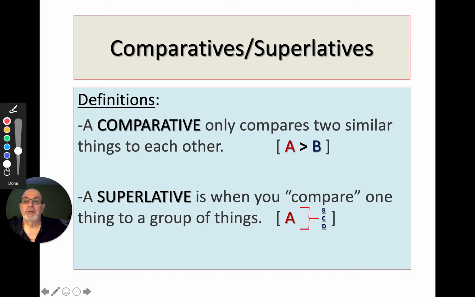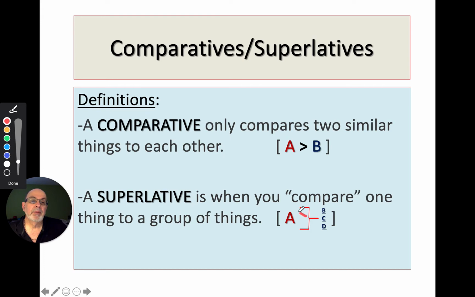The first thing you should know is that a comparative is when you have two similar things. So A and B, let's say Bob and Bill, or if you want to talk about fast food, hot dogs and hamburgers. These are two things that are being compared to each other. It's called comparative in English.